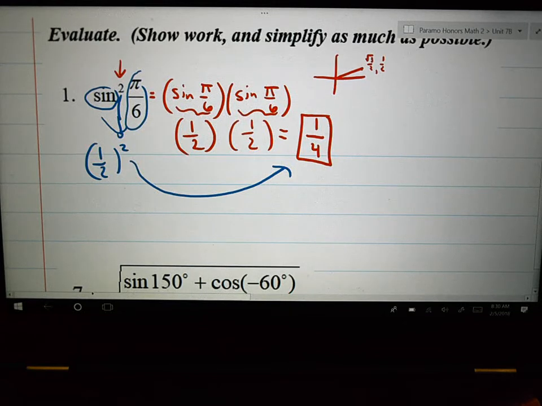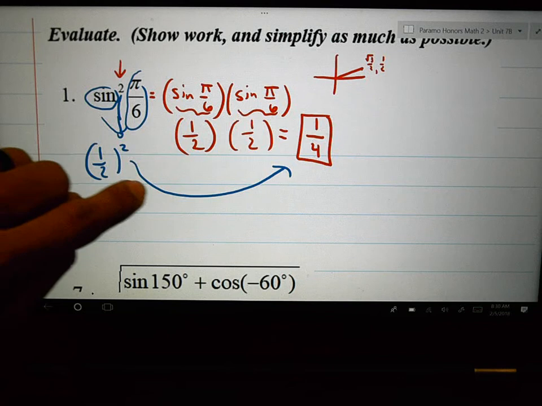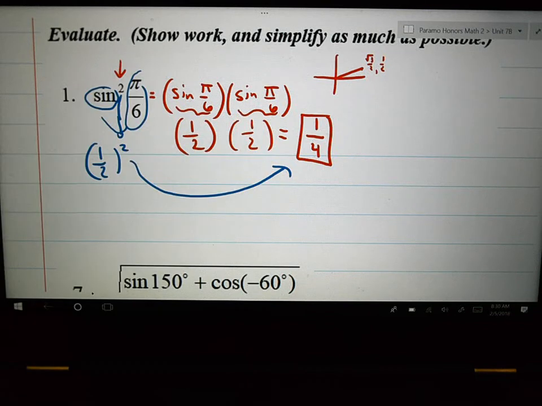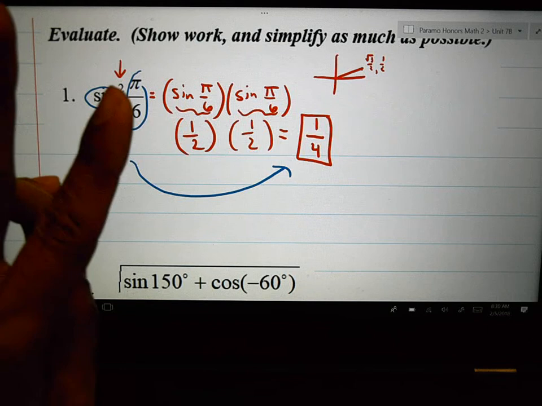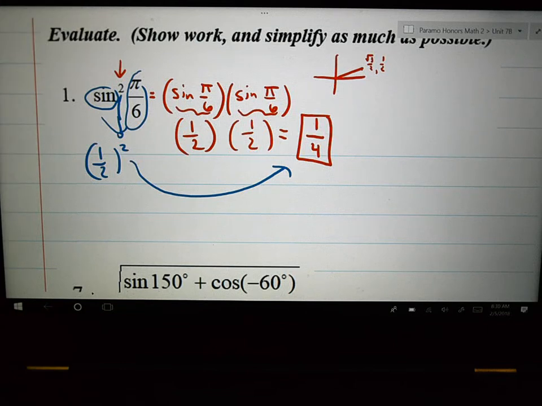For me, that's a whole lot easier than breaking it apart, finding 2 different things and stuff like that. So this is how much work I actually do here in blue. You are welcome to do the red step or the blue step. They mean the same thing. There's just about that much work to do for number 1. I hope that makes sense to you.